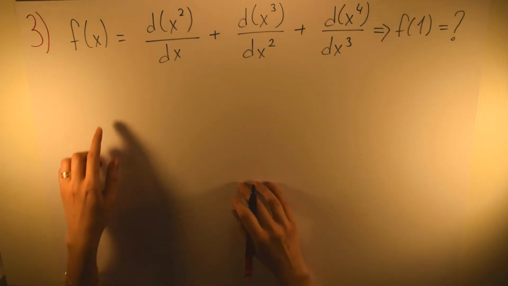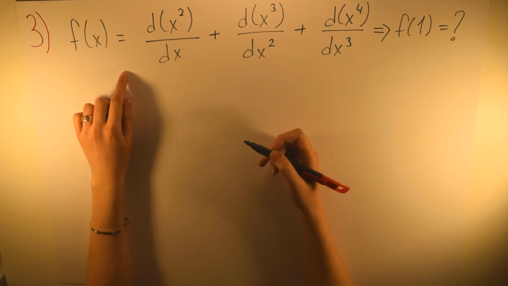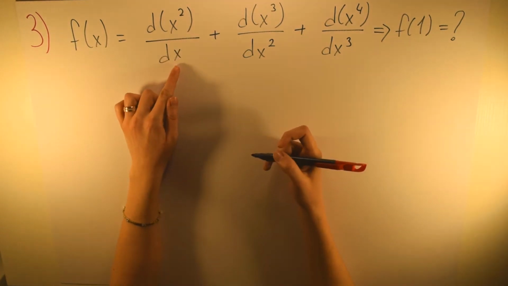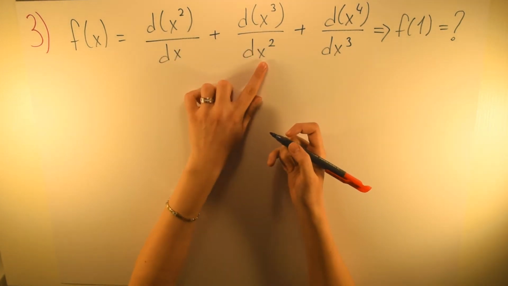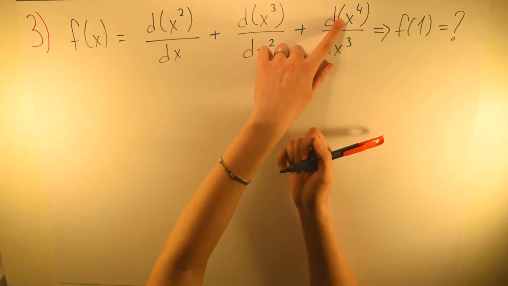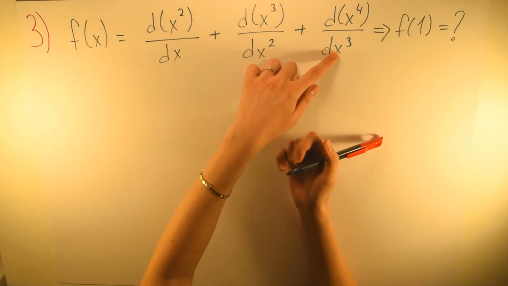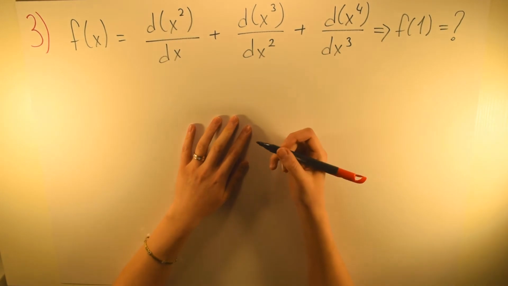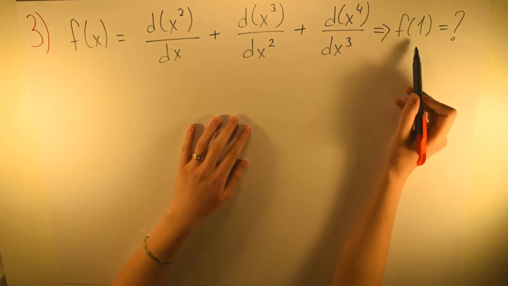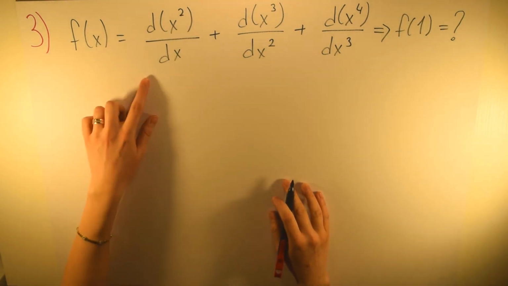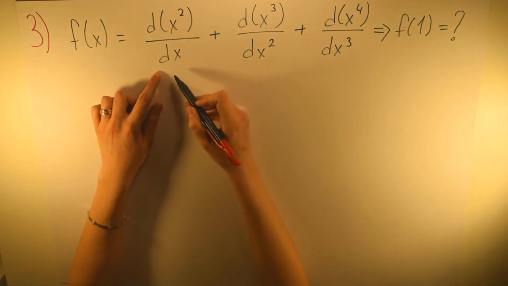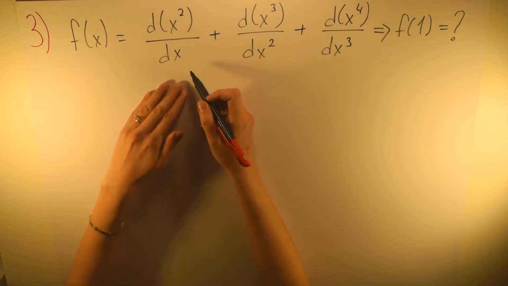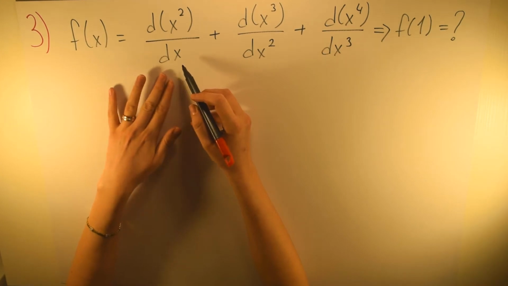On our third question, here we have f of x is equal to dx squared over dx plus dx cubed over dx squared plus dx to the power of 4 over dx to the power of 3. So what is the value of f of 1? Here we know that this is the derivative of x squared with respect to x. Okay, so we don't need to change anything here.